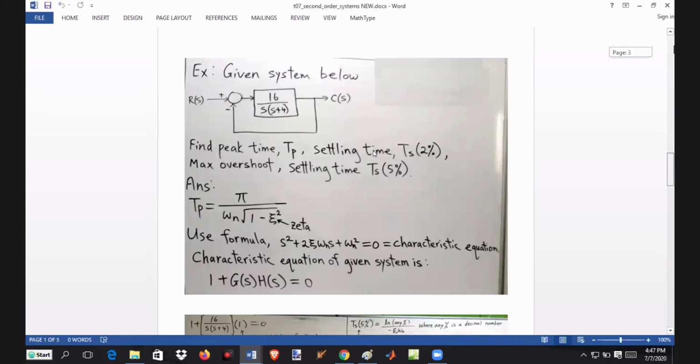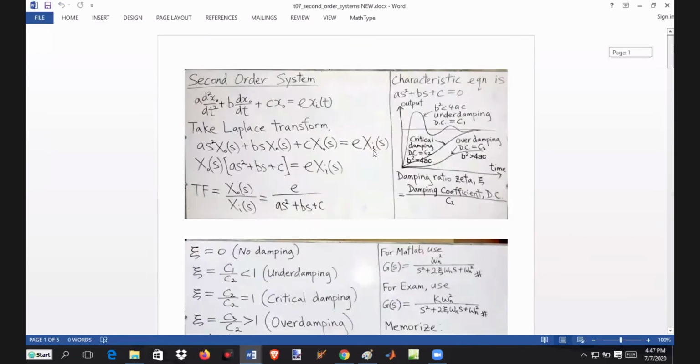Now in your lab, some of you may not be doing it yet. In the lab, there are 3 types of oscillation, isn't it? Now second order will be like this. Second order, you got A d squared x naught over dt squared plus B dx naught over dt plus C x naught and so on. You take Laplace transform.